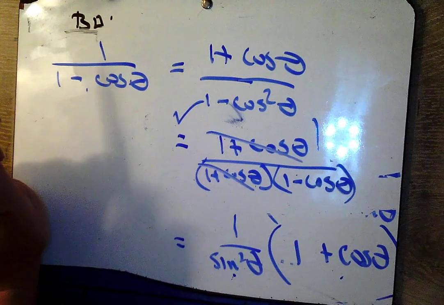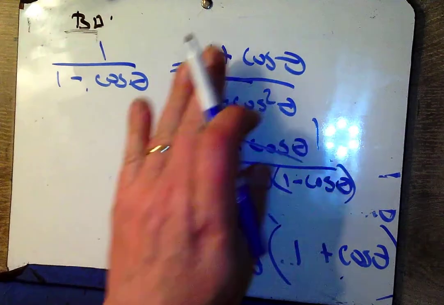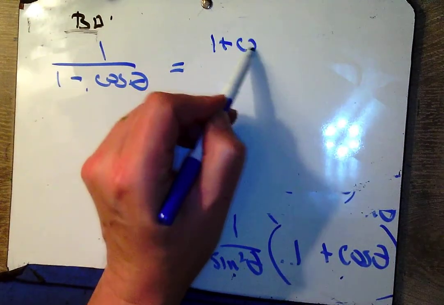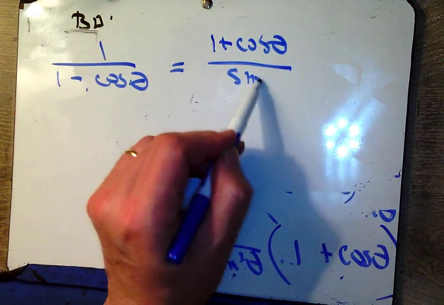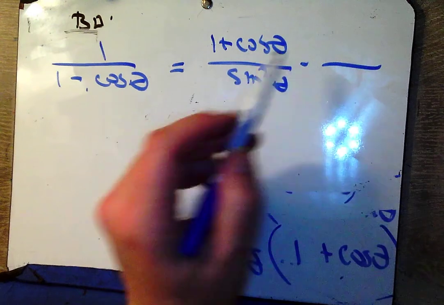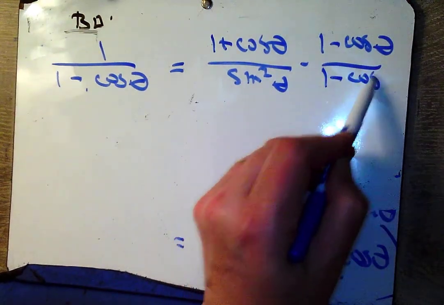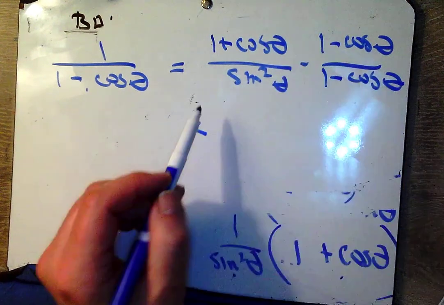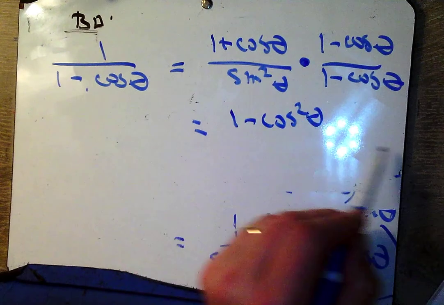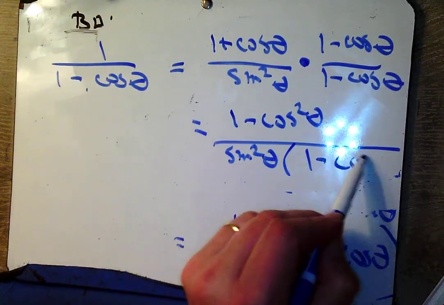Another approach could be, oh, I see another approach. So I've got 1 plus cosine theta over sine squared theta. And I'm thinking, hey, what if I multiply top and bottom by the conjugate? 1 minus cosine theta, 1 minus cosine theta. Okay, so on top, I'm going to have 1 minus cosine squared theta. And then I've got sine squared theta, 1 minus cosine theta.